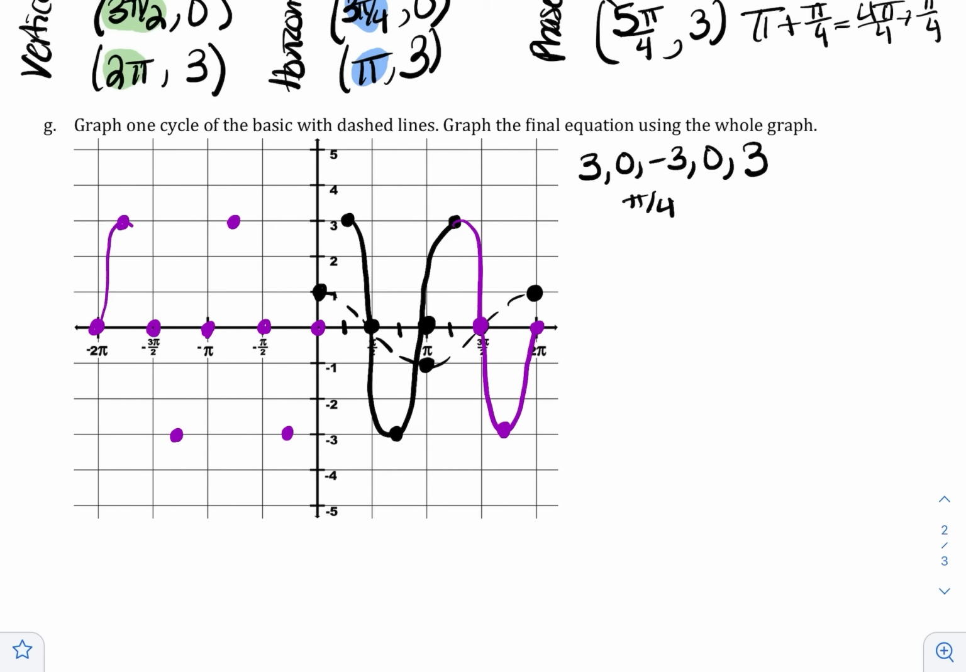And then I connect. Remember, it's not lines, right? Think of it like a roller coaster. And here it is. So everything that's solid is my graph. And of course, the domain is still all real numbers, so it continues on either side. And then I can compare it to how it was to my basic. Let's do one more.